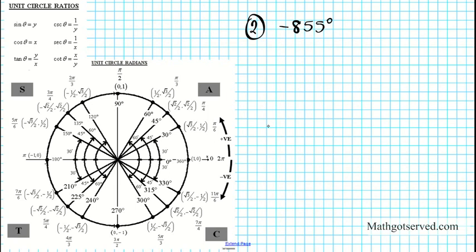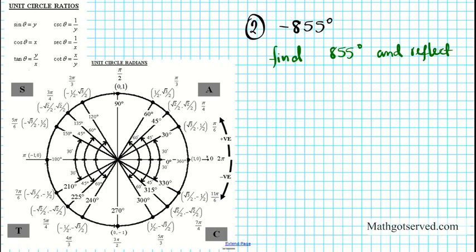So what I'm going to do is look for positive 855, and then I'm going to use the up or down reflection trick. Let's write out an assignment for ourselves here: find positive 855 and then reflect. Find 855 degrees and reflect.